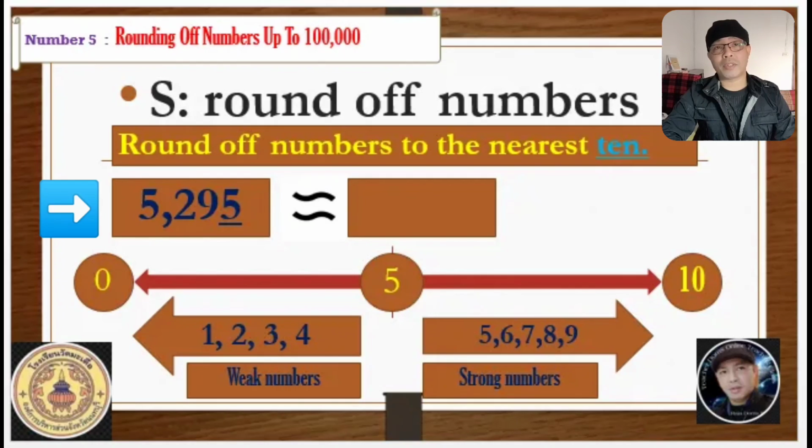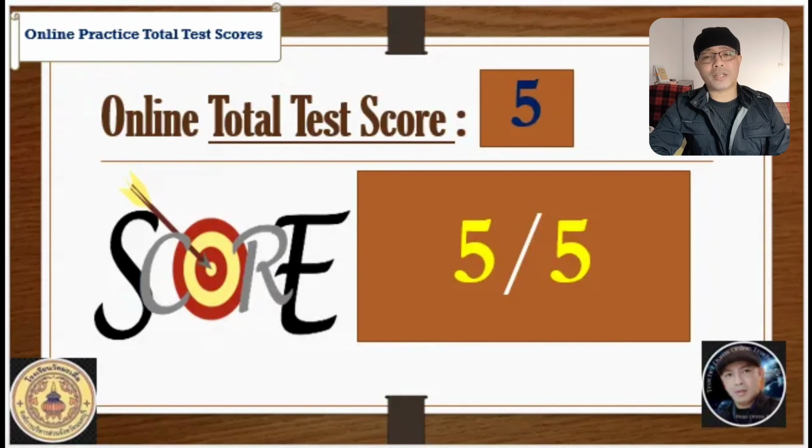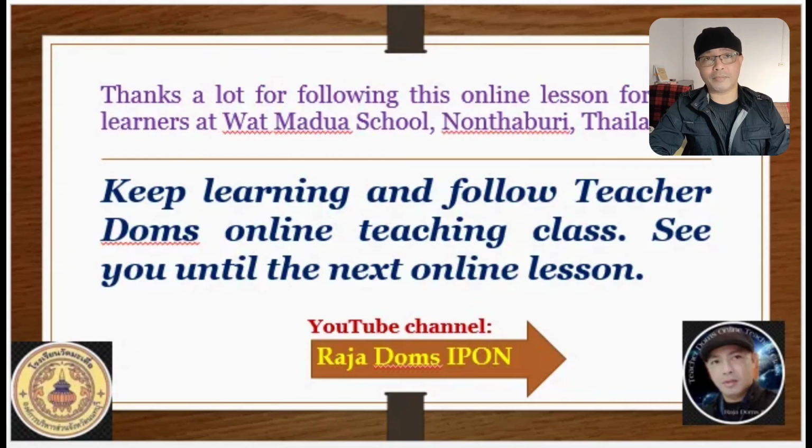Round off numbers to the nearest 10, that's number 5, 5295. For this online test, we have a total score of 5. So it is expected that you have a score of 5 over 5.